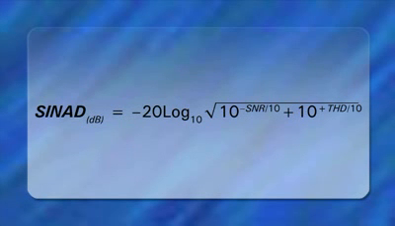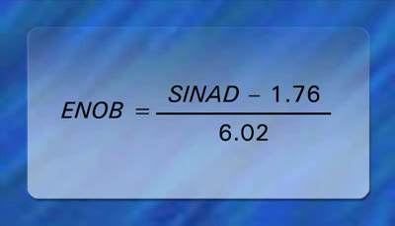Now, SINAD is the calculated combination of the converter's signal-to-noise ratio, or SNR, and total harmonic distortion, or THD. In this simple formula for ENOB, 6.02 is a multiplier of a 20 log base 10 of the converter's bits, and 1.76 is the quantization noise.